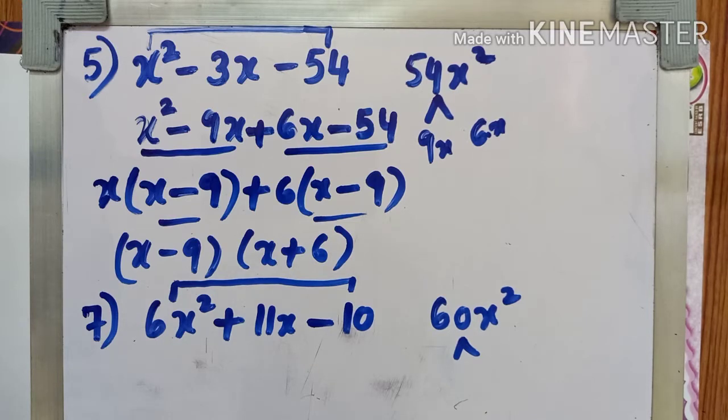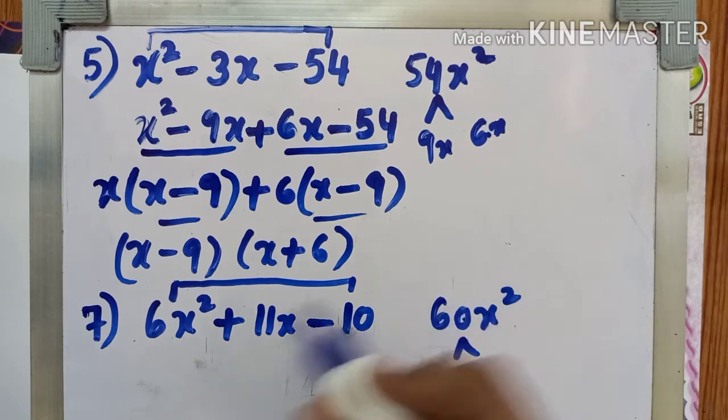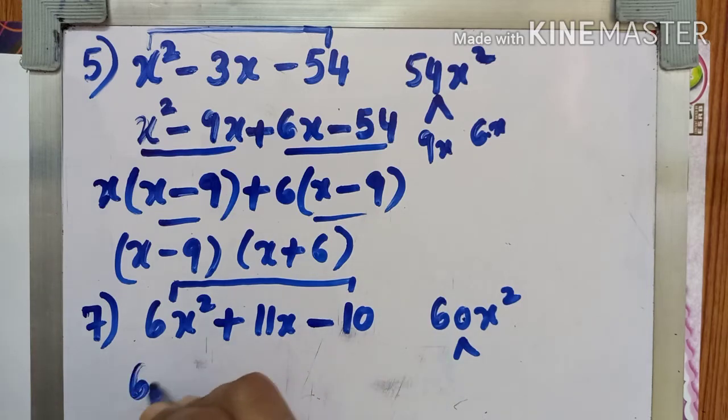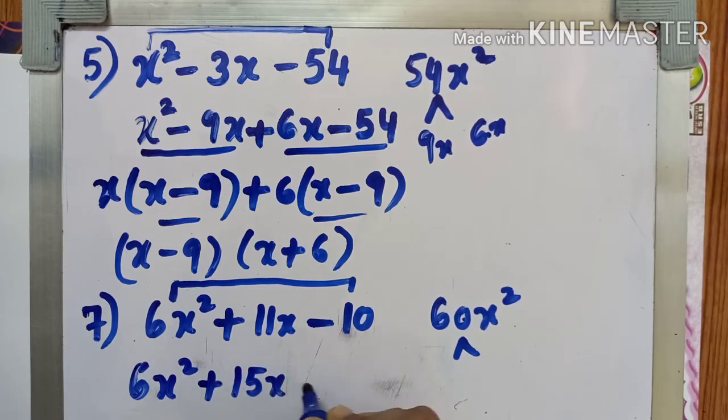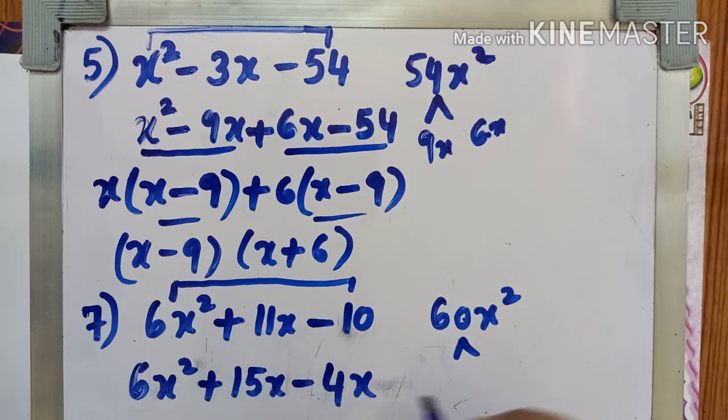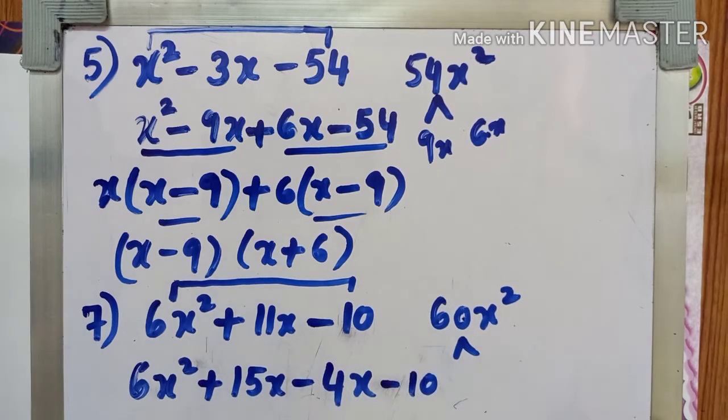15 4s will be 60. Okay, so 15 4s are 60 you will get, and 15 and 4 if you subtract you will also get 11. Okay, so plus 15 minus 4, simple. So 6x square as it is, then plus 15x, minus 15 4s, so minus 4x. 15 4s will be 60, and 15 minus 4 will be 11, then minus 10 as it is.